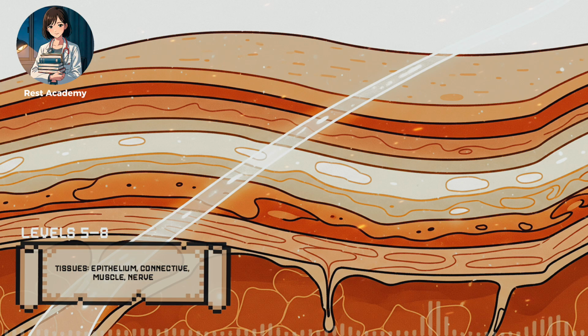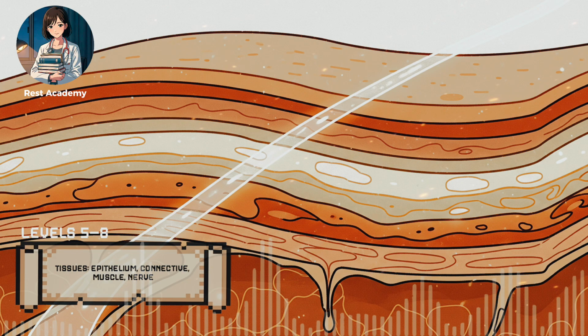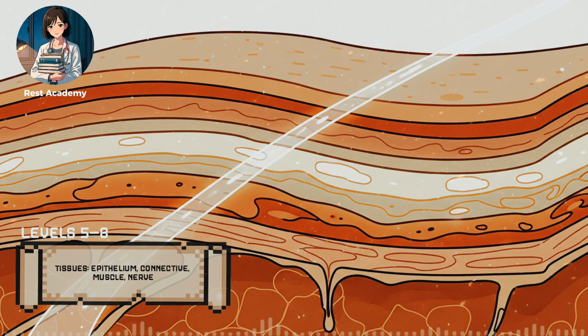Contraction begins when a motor neuron releases transmitter at a neuromuscular junction. An electrical impulse spreads along the muscle fiber membrane, dives through T-tubules, and triggers calcium release inside. Calcium binds to troponin, shifting tropomyosin off actin's active sites so myosin can cycle, generating force and shortening.